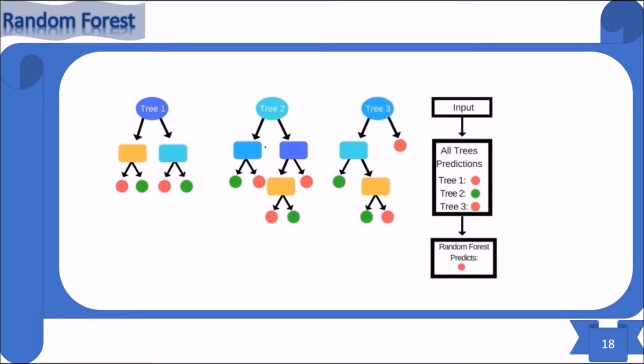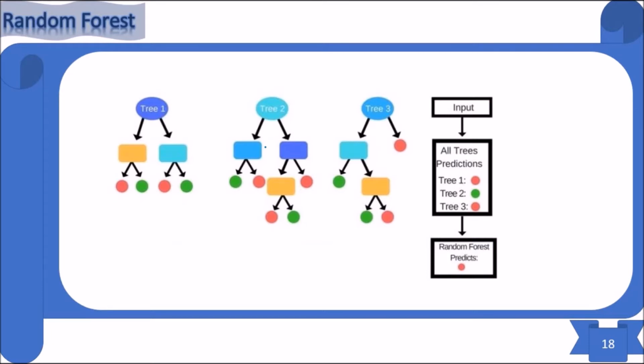Why are we using this random forest? There are some reasons to use the random forest because it takes less training time as compared to other algorithms like decision tree, for example. It predicts the output with high accuracy even for larger data sets. It runs efficiently, and it can also maintain the accuracy when a large proportion of your data is missing.